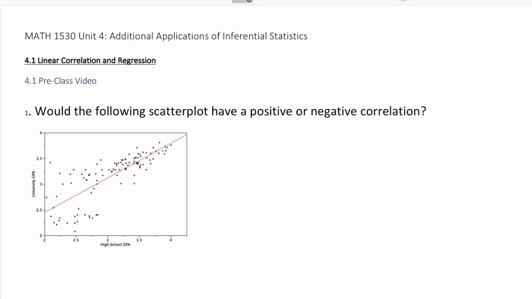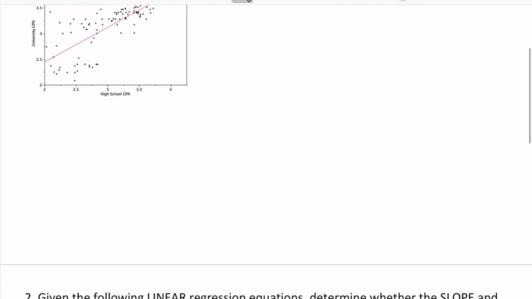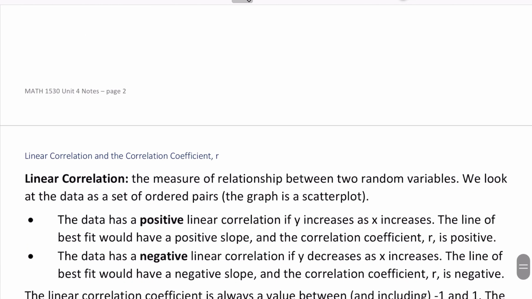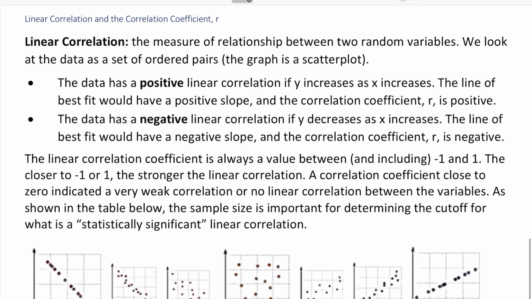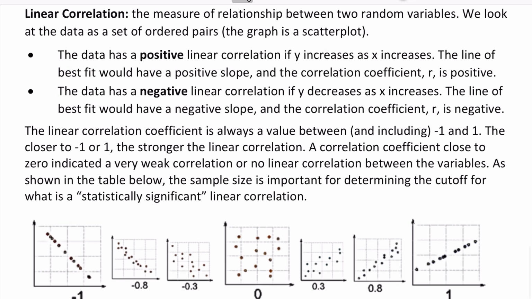So the first thing usually that we do if we want to see if there is a linear correlation... actually, let me scroll down to the definition. Let's go out of order. Okay, so a linear correlation is the measure of a relationship between two random variables. It's the measure of the linear relationship. There can be other kinds of correlations that are not linear, but we're only looking at linear. So we're only looking at lines, people.